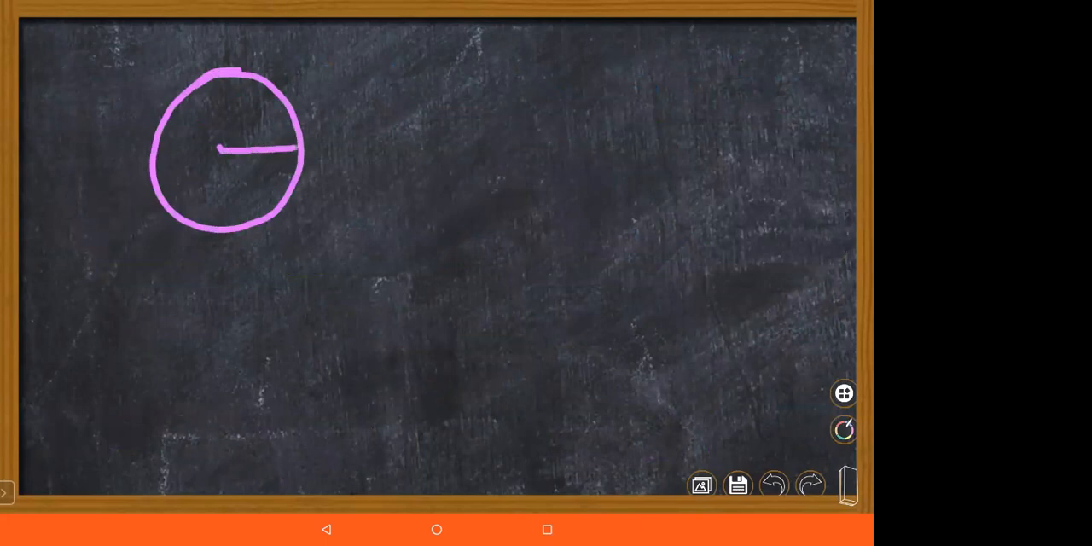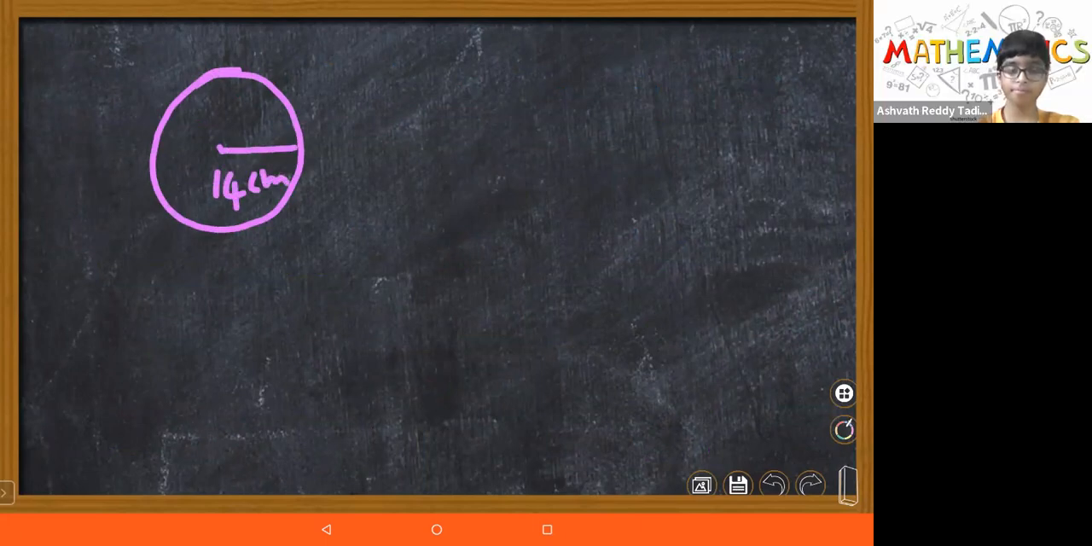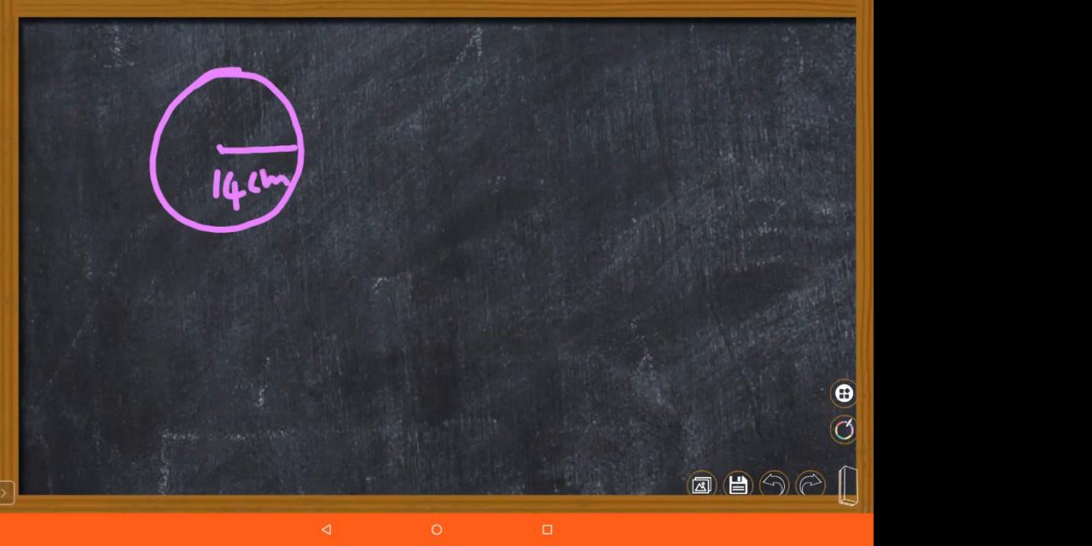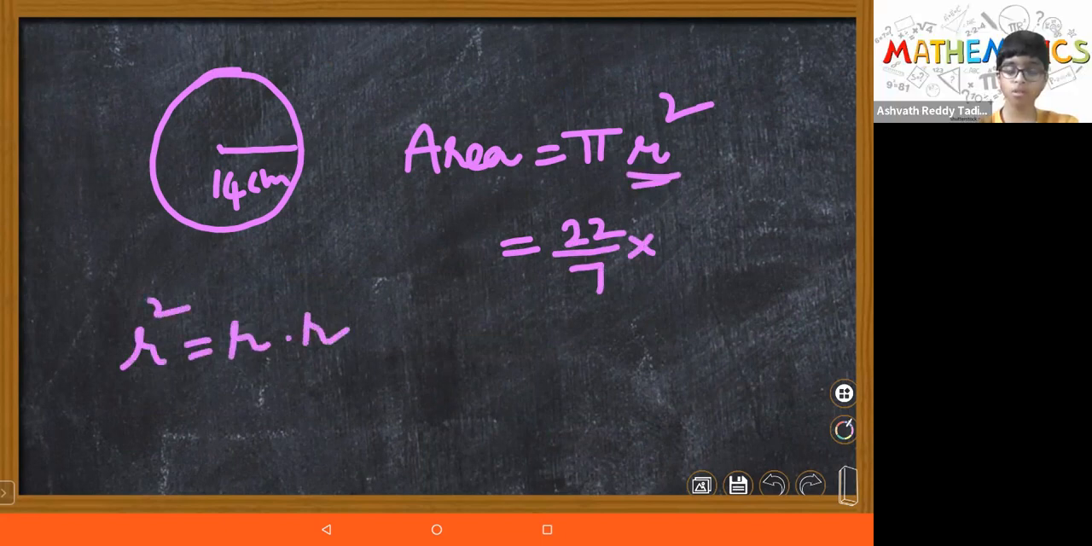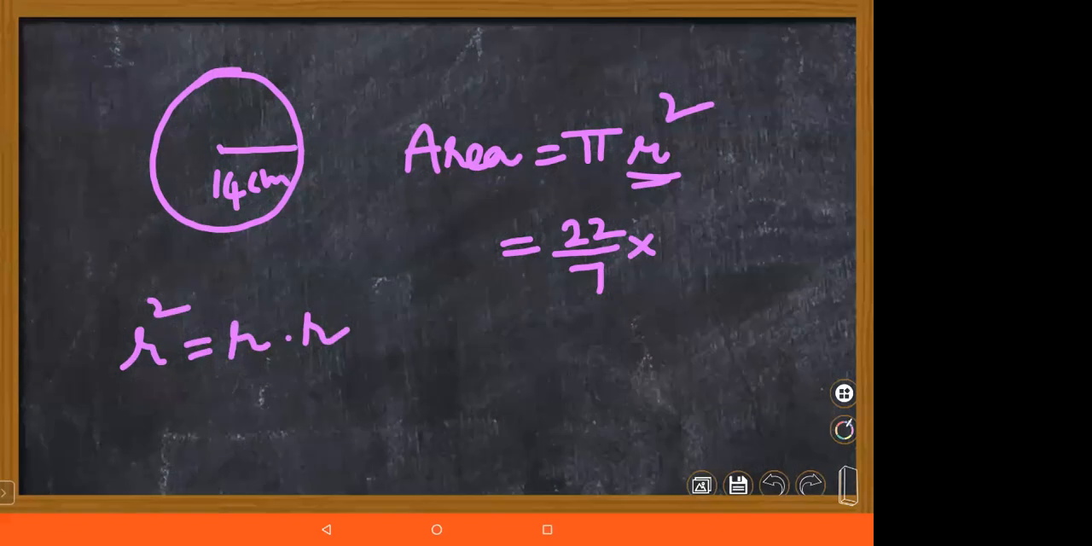The circle's radius is given as 14 centimeters here. Now you need to find the area of the circle. To find the area of a circle, you need to use the formula pi r square. Pi is nothing but 22/7, as I said just before. And r square means radius two times, radius multiplied with radius.